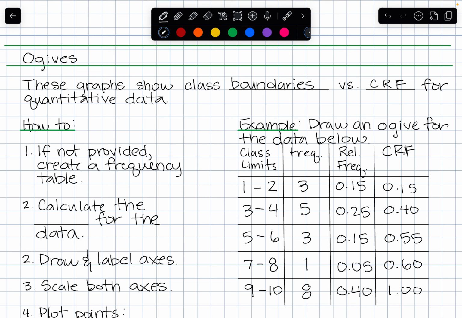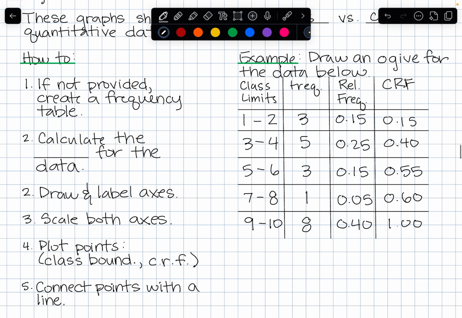So steps are going to look very similar to start with. If you don't have one, you construct a frequency table. We have one from a previous example. The next thing we're going to do is calculate the cumulative relative frequency for the data if it's not already there. In our case, we did that when we built our table, so we're ahead of the game.